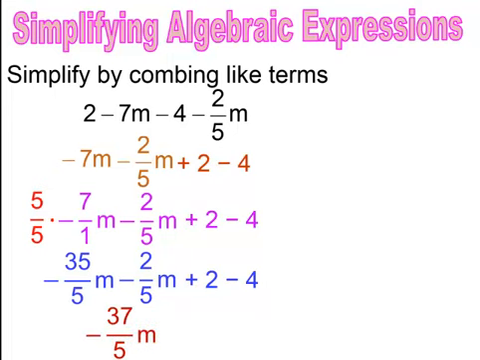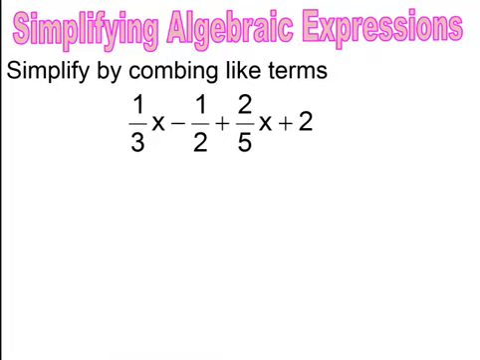I have a common denominator. Same sign means I'm going to add and keep the sign. Make sure you attach that variable. And now you simply have integers. 2 minus 4, when you combine, you end up with a minus 2.